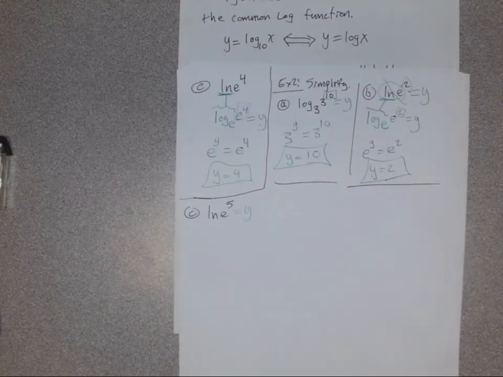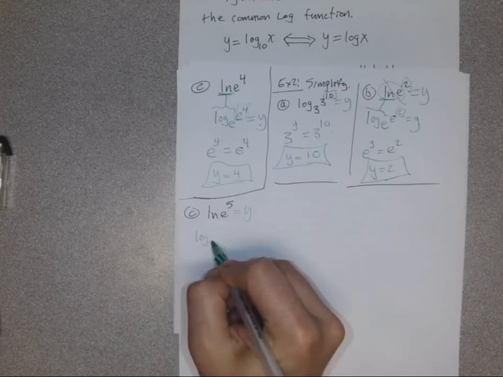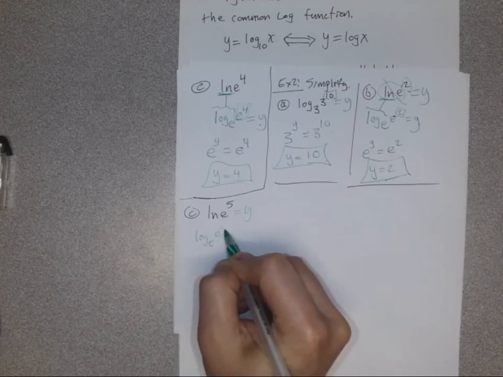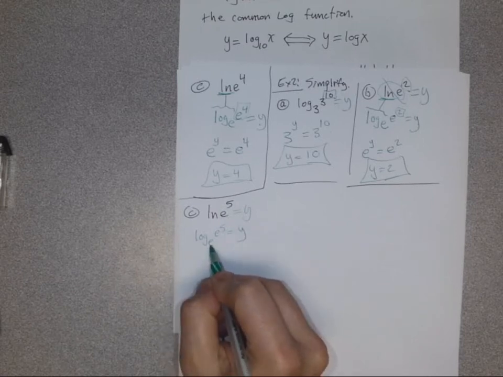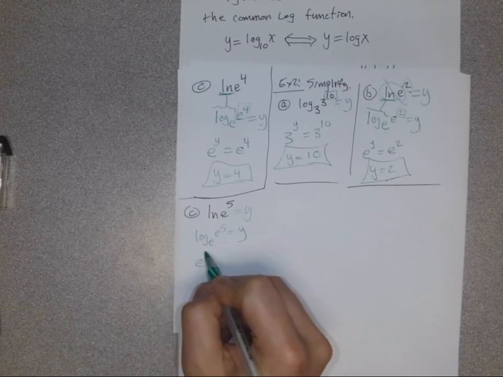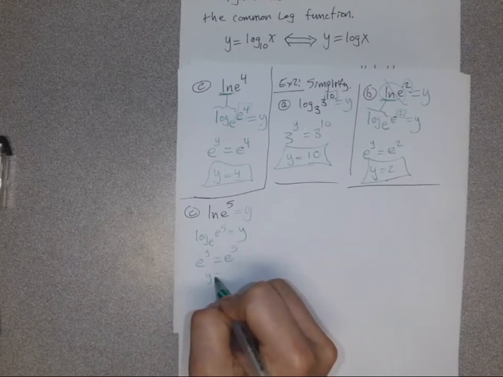So I know that this is log base e. E to the 5th is y. So my base is e, exponent is y, and that's equal to e to the 5th power. So y has to equal 5.